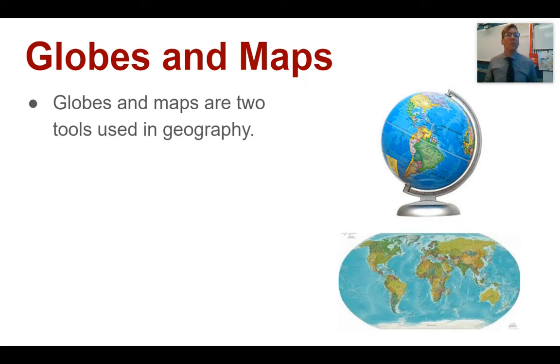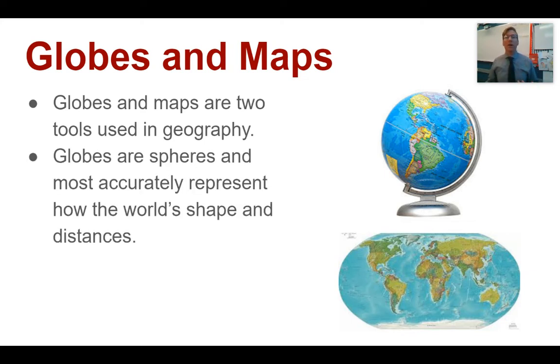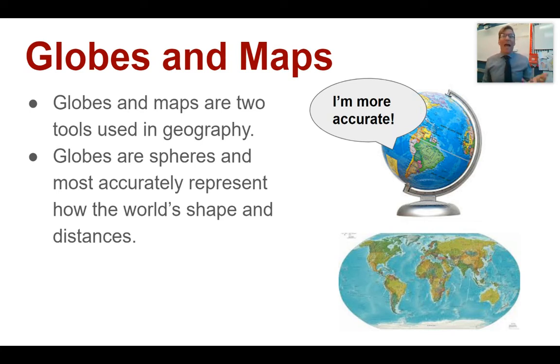All right, so globes and maps. Globes and maps are two tools used in geography. They're the most common ones, the ones you've probably already been exposed to. Globes are spheres. They most accurately represent our Earth because our Earth is a sphere. It is round. The Earth is round, and so this is the best way to look at the Earth. The Earth is accurately shown within a globe.